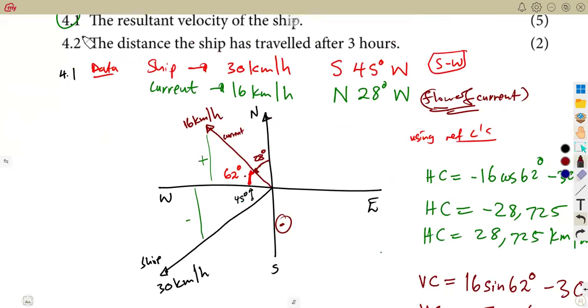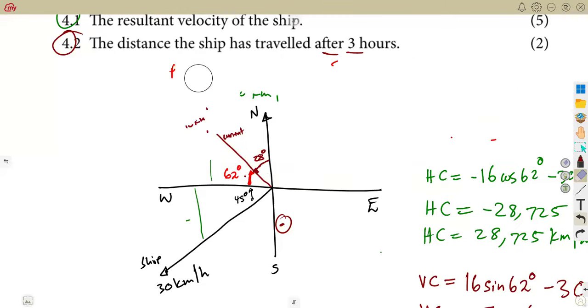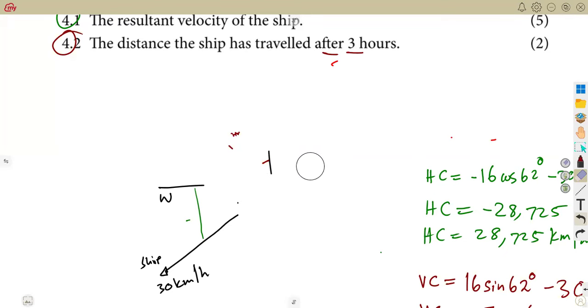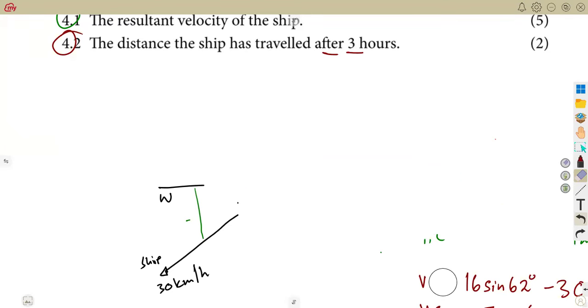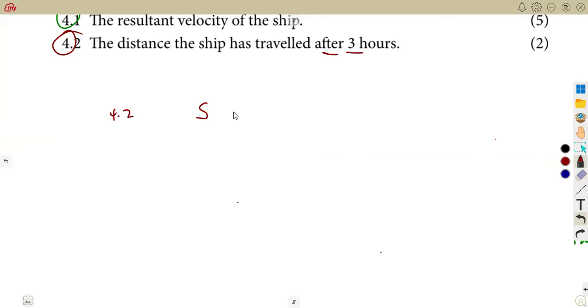All right. Anyways, let's see 4.2, the distance the ship has traveled after 3 hours. So what will be the distance? All right. So in this case, guys, remember I said on the formulas, displacement, distance can be calculated from what? Velocity times time. So sorry for that. So meaning to say, on 4.2, our distance is simply the velocity times time.